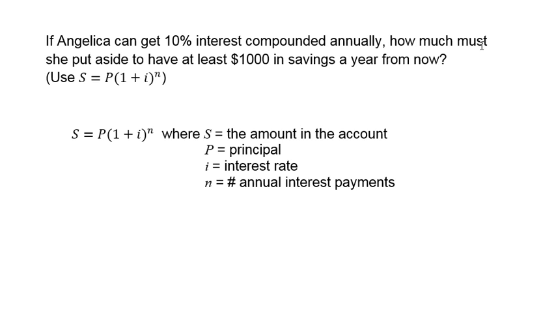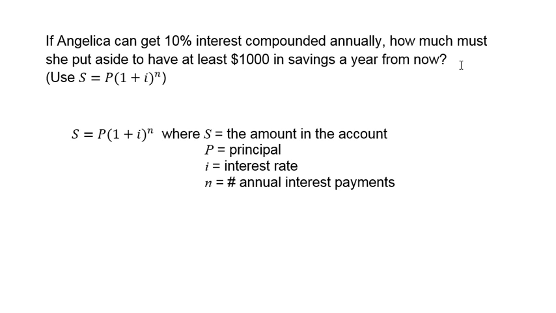Okay, this next problem involves interest. If Angelica can get 10% interest compounded annually, how much must she put aside to have at least $1,000 in savings a year from now? We're told to use this formula, so let's just review what that means. S stands for the amount in the account. P stands for the principal, that's the amount that you start with. I stands for the interest rate, and N is the number of annual interest payments.